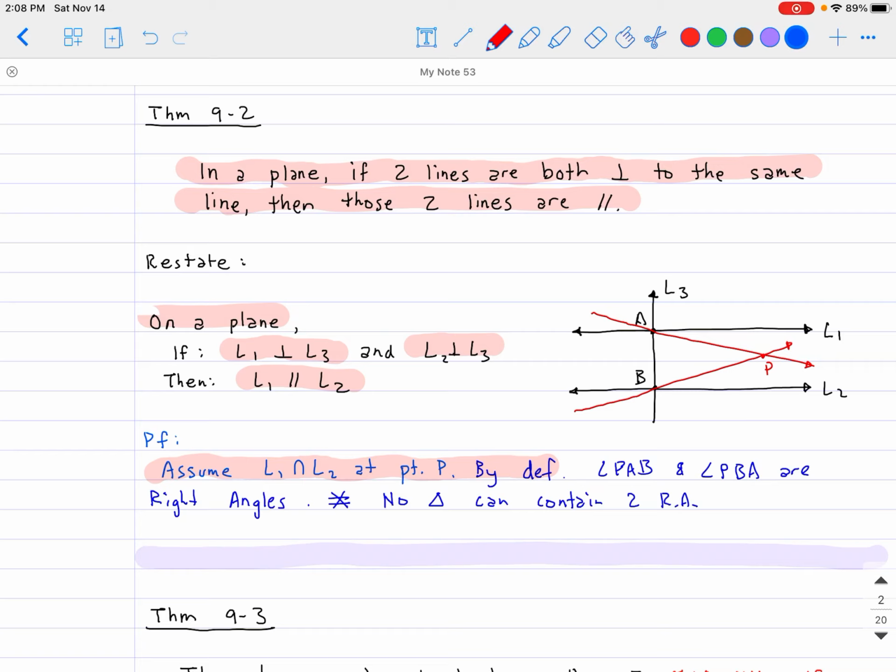Now, you can probably see already in this picture that that is impossible because by definition, that means that PAB and PBA are going to be right angles. So in my picture, I'm going to go ahead and draw some right angles right there because they are supposedly perpendicular to the same line. And that right there is impossible because remember, in any triangle, you cannot have two right angles. So that is going to be a contradiction of that theorem back in chapter 6. So there you go. That's going to be our proof then in this case.